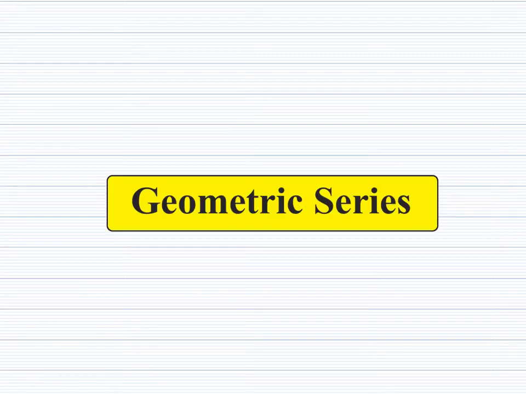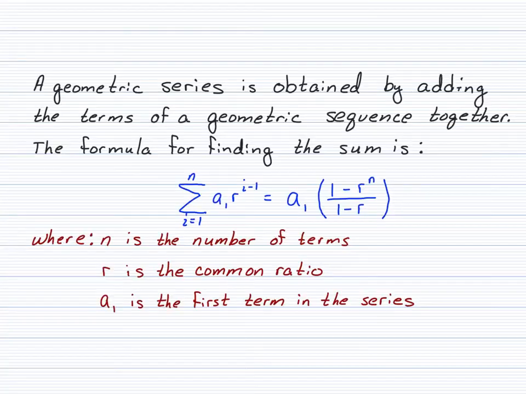Alright, so in this video we're going to be talking about geometric series. A geometric series is obtained by adding the series of a geometric sequence together. And the geometric sequence is generated when you multiply by a common ratio each time.